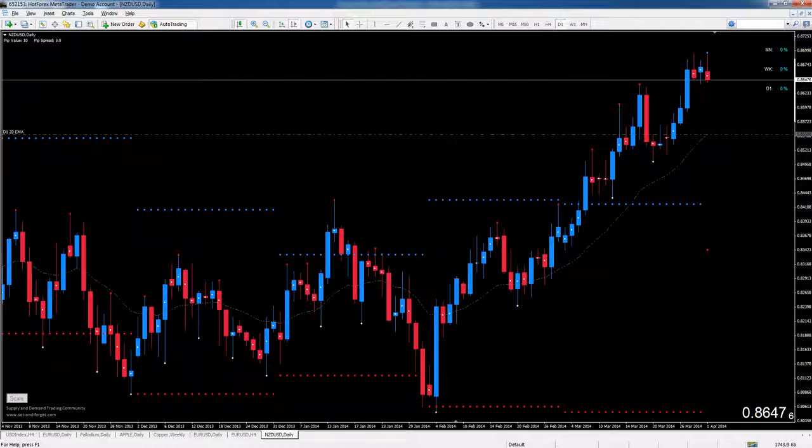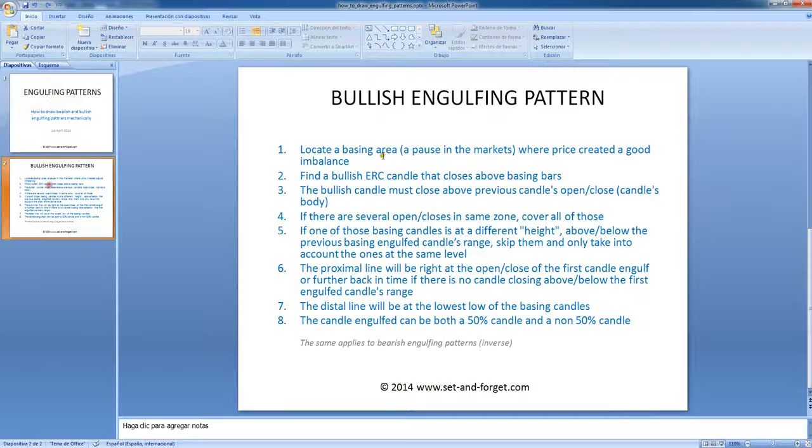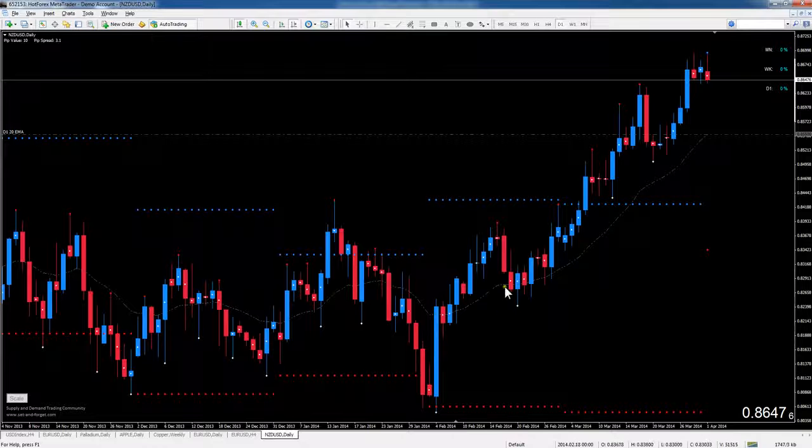Okay. Let's start, for example, with the Kiwi dollar on the daily chart. Here we need to first locate a basing area, an area where the markets pause. Okay, and we need to find bullish ERC candles because we are trying to draw a bullish engulfing pattern. The bullish candle must close above the previous candle's open close, the candle's body. So if we look, for example, down here, we see that price dropped.